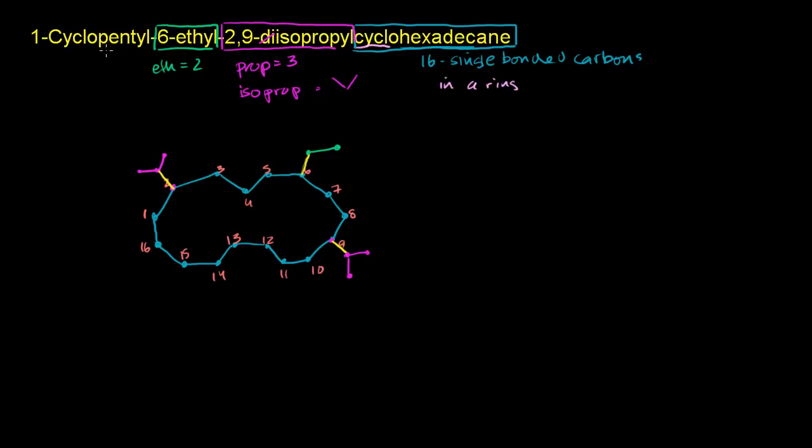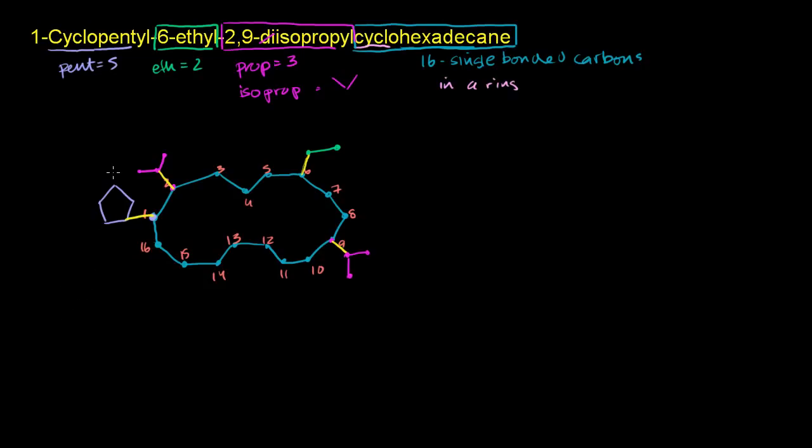And then finally, we have a cyclopentyl. Let me find a color I haven't used yet. Cyclopentyl. Pent is 5, but it's 5 in a cycle. So this is a 5-carbon ring that's branching off of the main ring, and it's at the first spot. Let me draw a 5-carbon ring. Pent is equal to 5. It would look like this: 1, 2, 3, 4, 5. It looks just like a pentagon. That's a cyclopentyl group, and it's attached to the 1 carbon on my cyclohexadecane, just like that. And we're done.